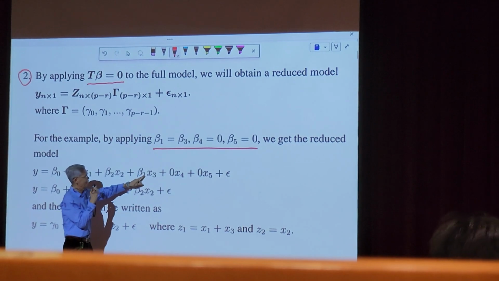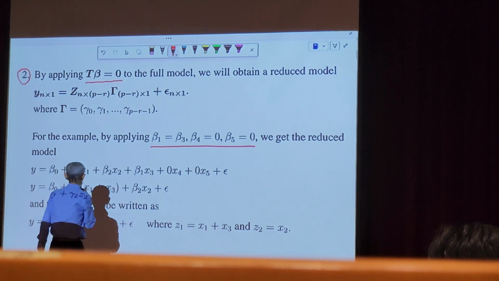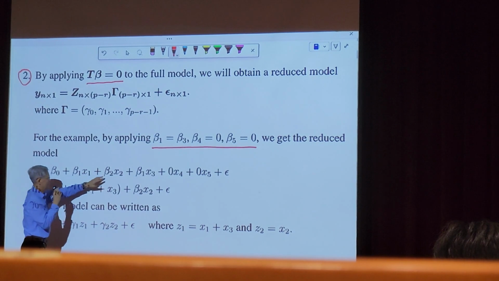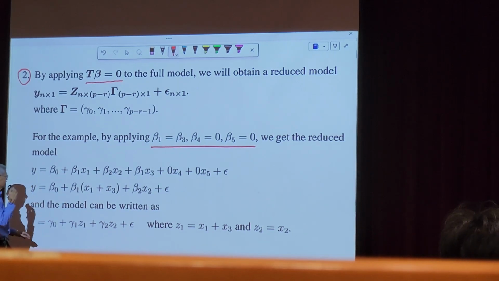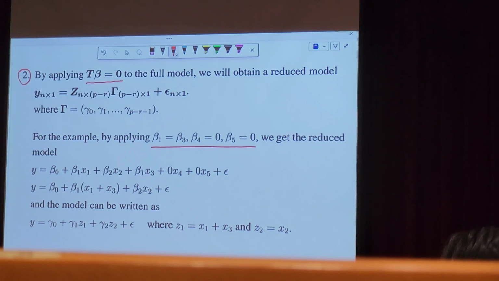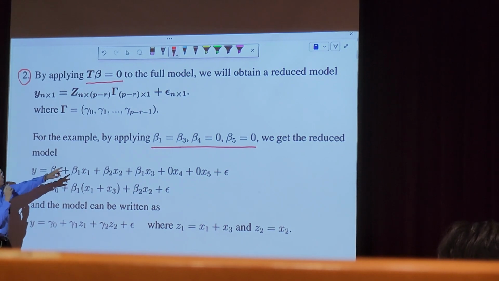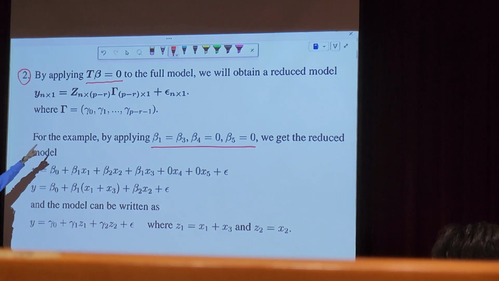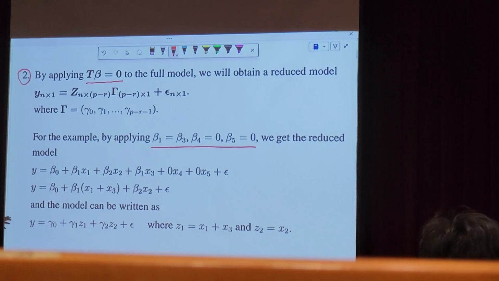Yeah? And then beta 4 is 0. Beta 5 is 0. And so I can group this and this together to have this. So now I have a smaller model. And I can relabel them a little, because this beta 1 no longer has the same meaning as the beta 1 in the full model. Why? Because they are different models. Okay? They don't have the same meaning.